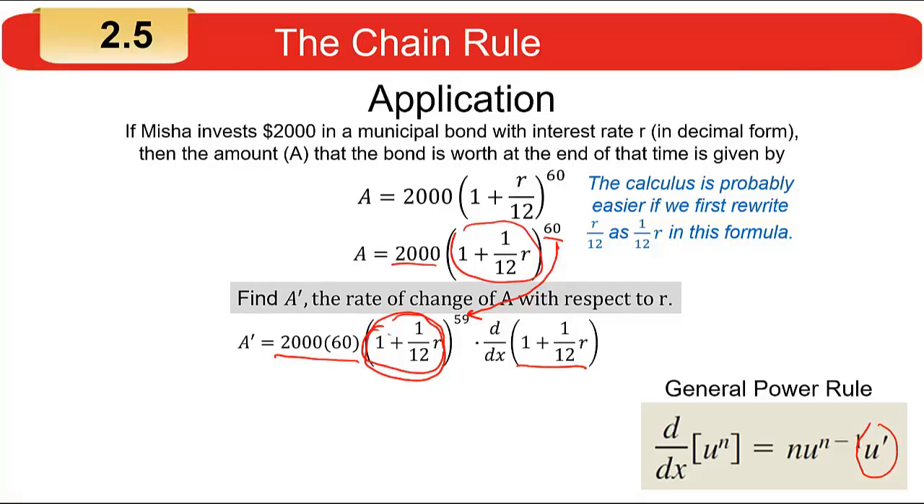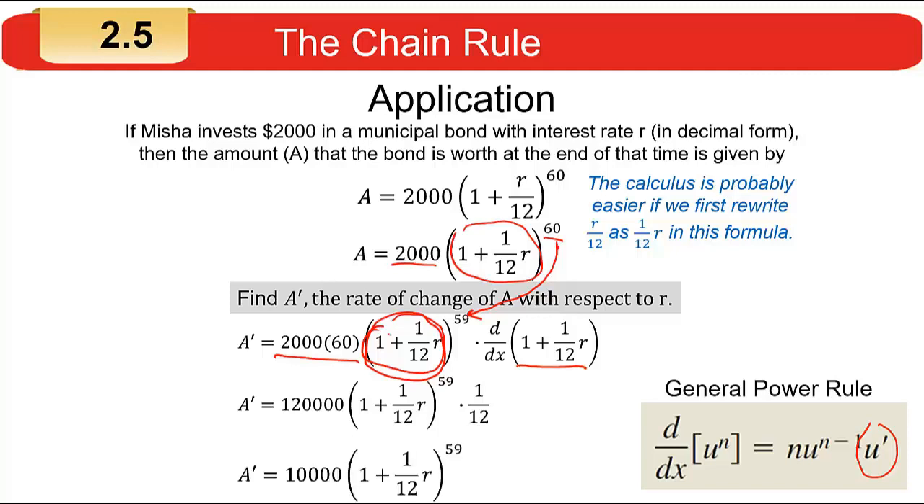Well, the derivative of 1 is going to be easy, and the derivative of 1/12 r is just a number times r. That's going to be easy. So the next step is just to realize that that derivative is just 0 plus 1/12, or 1/12. Simplifying, we can take 1/12 multiplied by 120,000, and we get 10,000, and there it is. There is A prime.